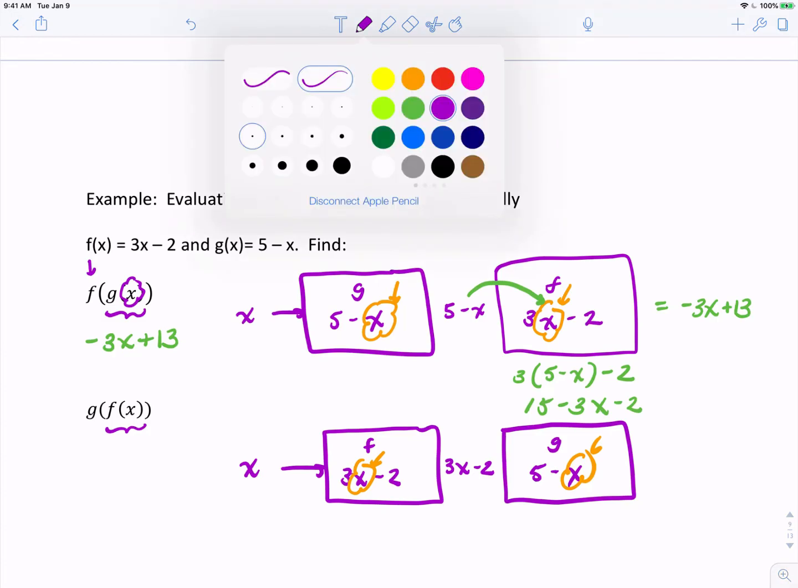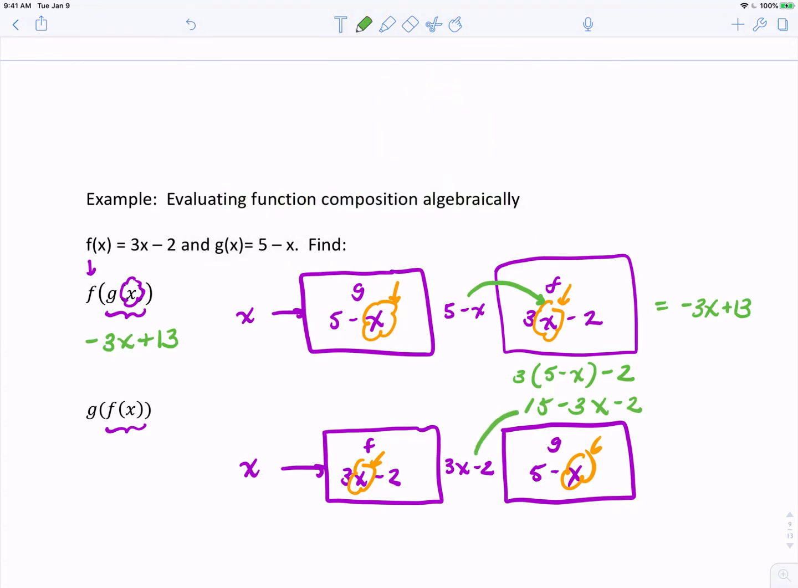Now we're taking that 3x minus 2 and putting it into function g. That gives us 5 minus (3x minus 2). Notice that I put parentheses around my input because it's going to be important that we subtract that whole expression. In other words, we need to remember to distribute the negative. That gives us 5 minus 3x plus 2. If we simplify that, we get negative 3x plus 7. And so our final answer for the second one is negative 3x plus 7.